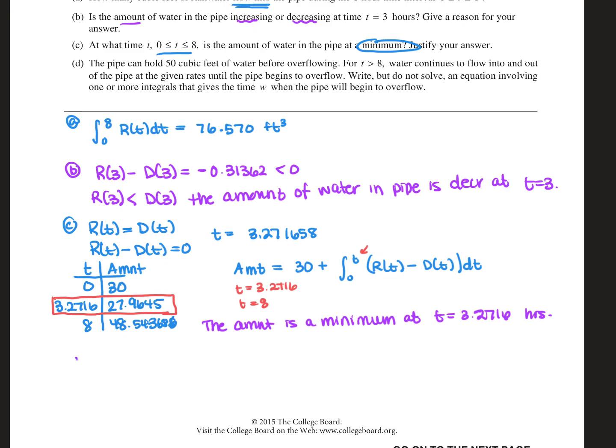And then lastly, we have part D. The pipe can hold only 50 cubic feet of water. It'll begin overflowing after that. So at some time bigger than 8, the water begins to overflow the pipe. Write, but do not solve, an equation with one or more integrals that gives the value of time W when the pipe will begin to overflow.